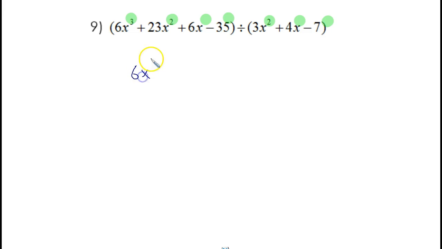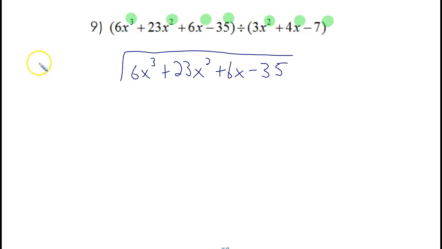So I've got 6x cubed plus 23x squared plus 6x minus 35, and I will be dividing by 3x squared plus 4x minus 7. Now remember, my first step is to divide, and I only divide the first terms. I'm going to do that over here. 6x to the third power divided by 3x squared. That's the only thing that I divide. Well, 6 divided by 3 is 2, and x cubed divided by x squared is x to the first power, because 3 minus 2 is 1.